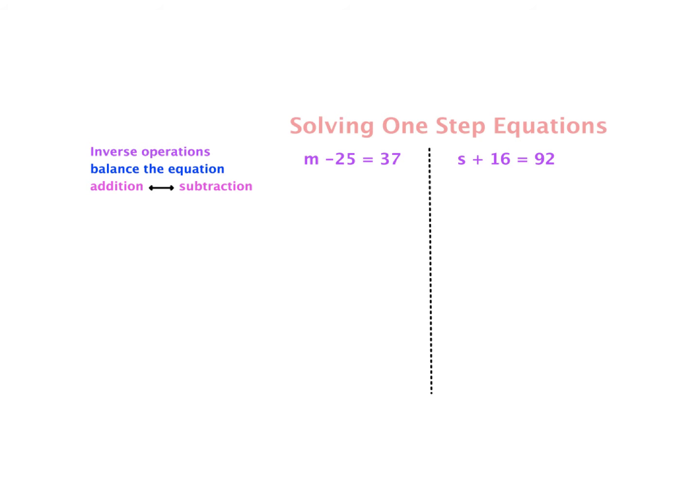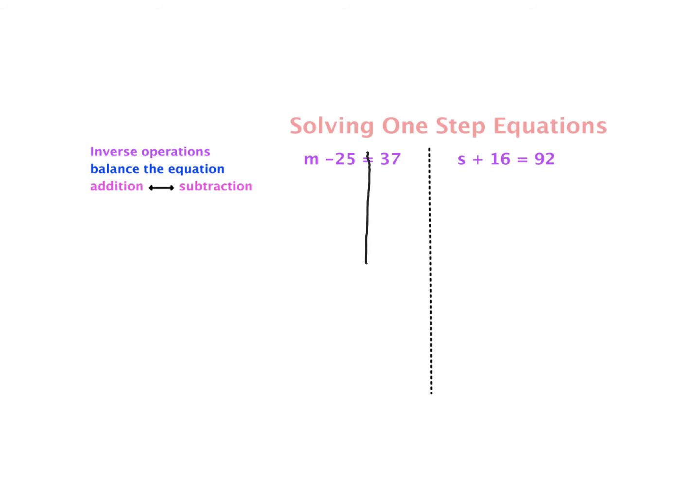Today we're solving addition and subtraction one-step equations. From the previous lesson, you know that we have to balance the equation. Things have to be equal on both sides of the equation, and what we do to one side, we do to the other.